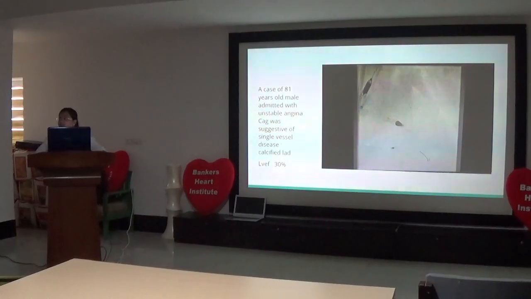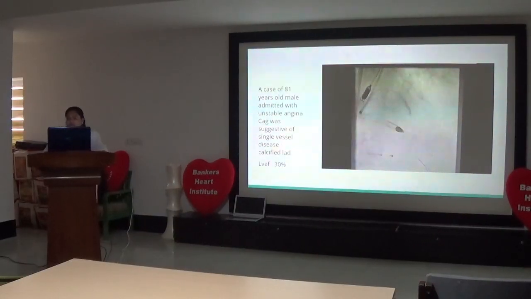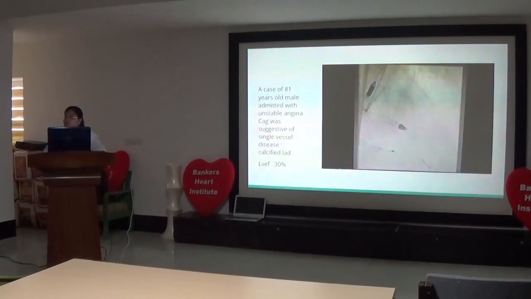Can you put it through the subclavian? Not through the subclavian. Through the axillary artery, or surgical, we have to go through. There are only two approaches there.